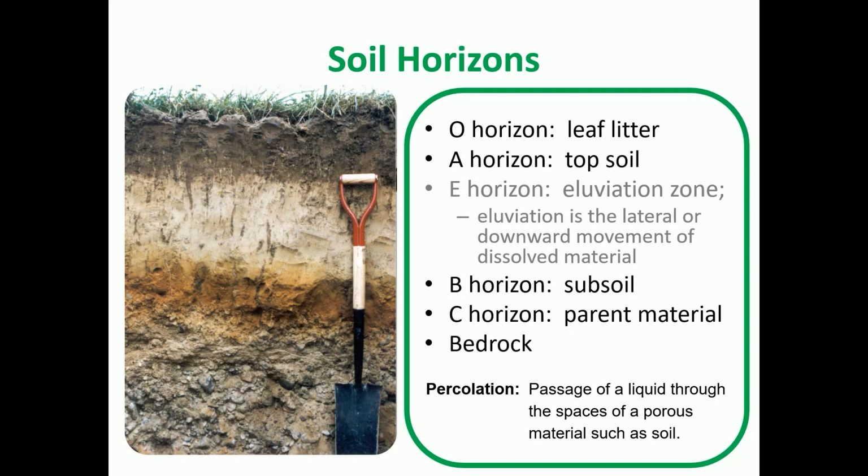We harvest it at a rate that is faster than ecosystems can naturally produce it. So this is another example of over-harvesting. But for right now, we're just going to talk about the various soil horizons.